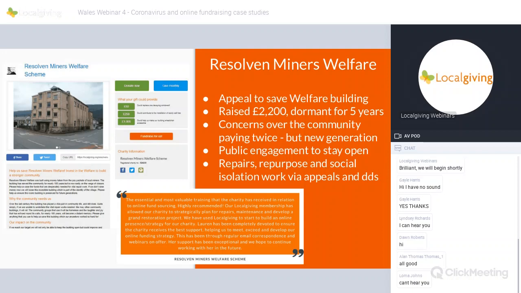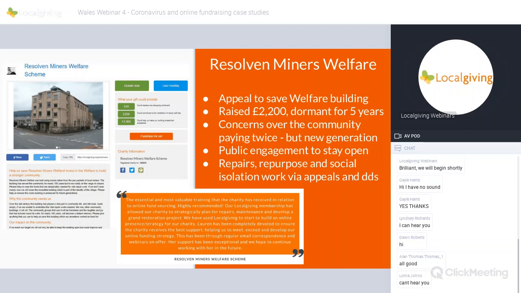So this is Resolving Miners Welfare. They run a scheme where they are trying to save and revamp their local miners' welfare building near Neath. They have raised just over £2,000 already, and before engaging in Localgiving, they'd been dormant for 5 years, so they were really starting from a place of not having fundraised for a long time.